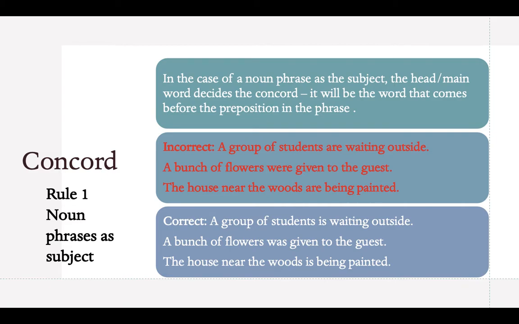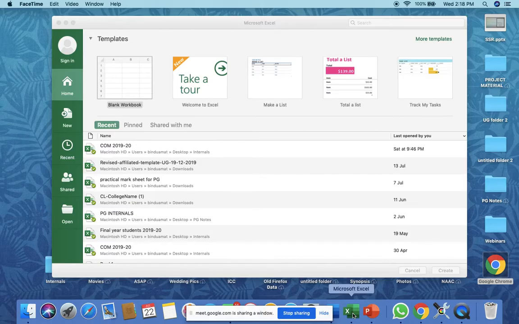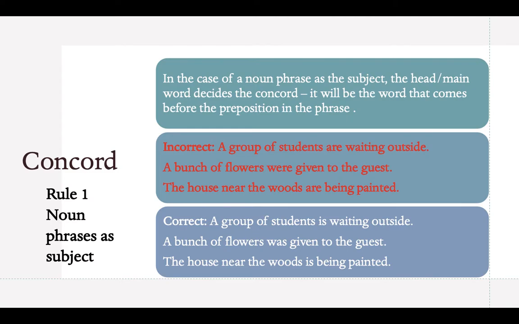A group of students are waiting outside, therefore is wrong. Even though are stands next to students, the head word is group. So group aanu ee verb aayittu match cheyendathu. Therefore a group of students is waiting outside is the correct answer. Similarly, a bunch of flowers were given to the guest is wrong because the head word there is bunch. A bunch of flowers was given to the guest. Either past tense lana, so therefore a bunch of flowers was given to the guest.